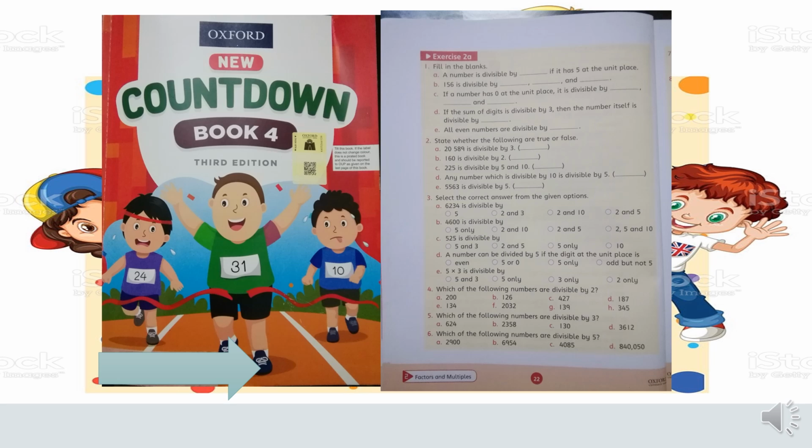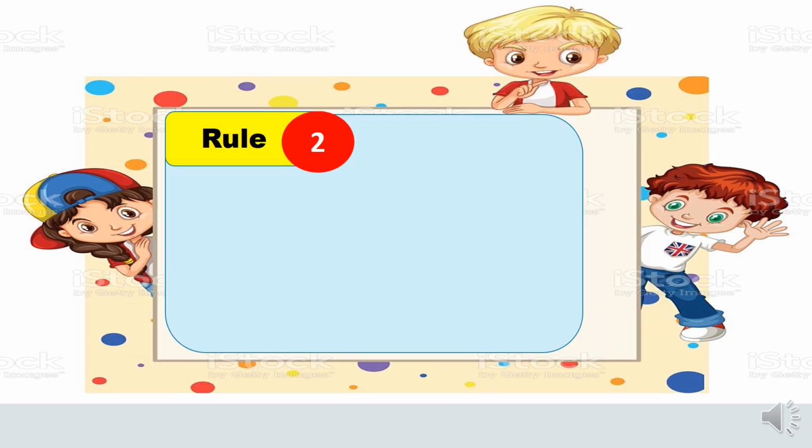Before we understand, we must know which question we are going to do from the new Countdown book 4. It's question number 5 from exercise 2A, and it is on page number 22. But before doing it, let's understand the rule. The first rule, divisibility by 2, we have done. Now rule number 2, that is divisibility by 3.